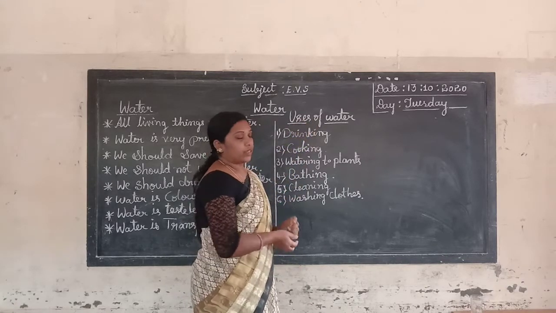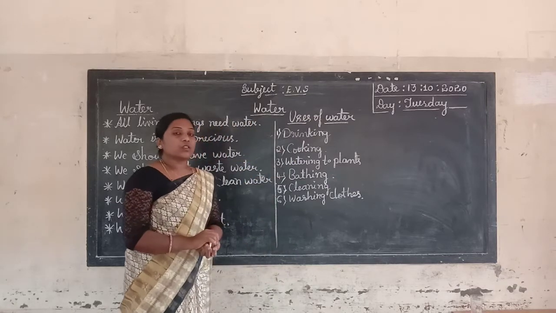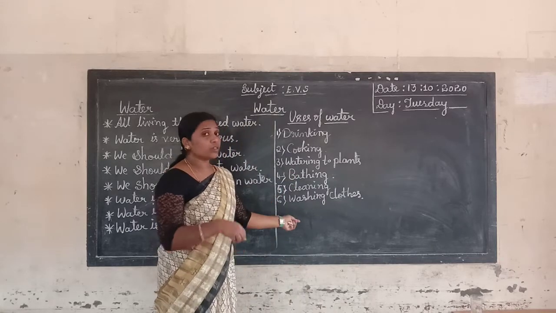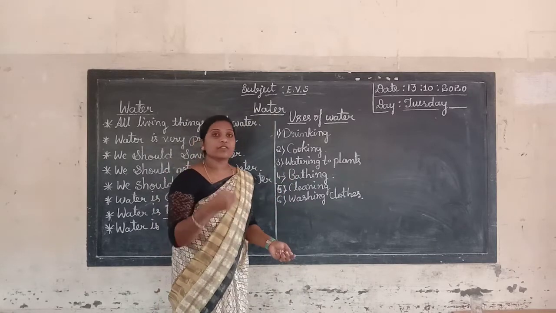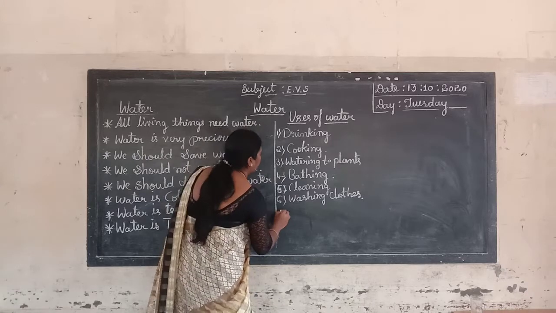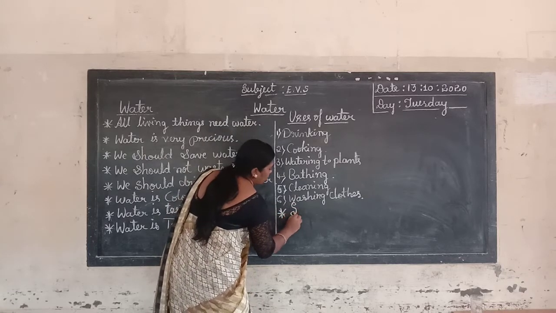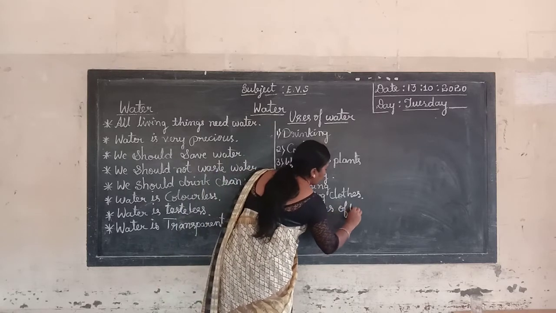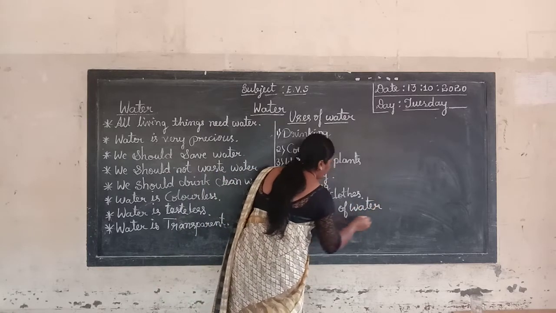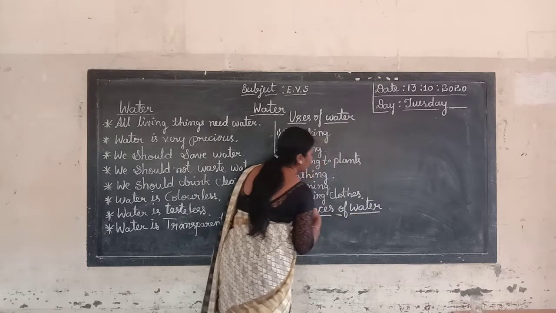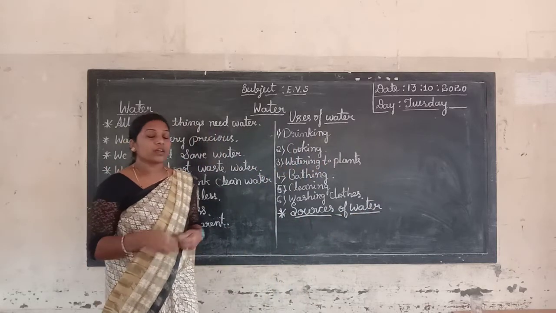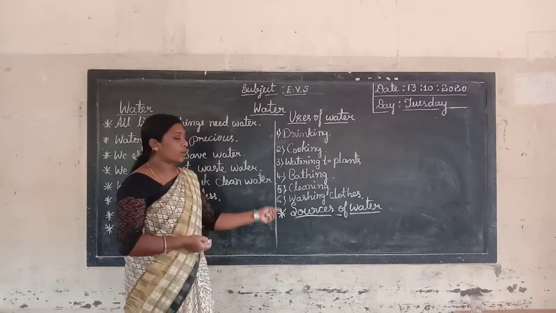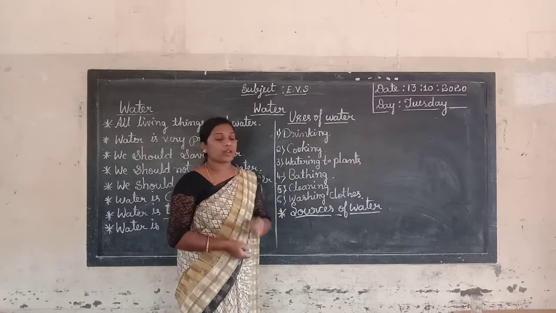So in these works, we use water. So next, students, how do we get water? Now we go on to learn about sources of water. Sources of water. So students, how do we get rain water? Any idea? Yes, so now we go to learn about sources of water.